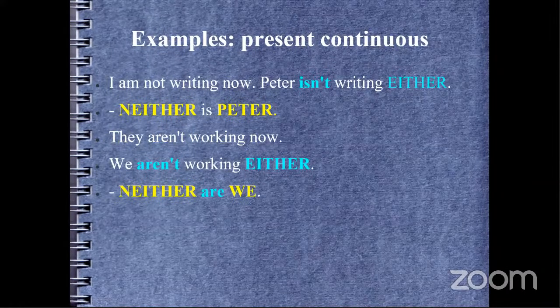Present continuous. Well, present continuous is actually the verb to be. The verb to be am, is, are. Take a look. I'm not writing now. Neither is Peter. I'm not writing now. Neither is Peter. Take a look at the second sentence. They aren't working now. Neither are we.